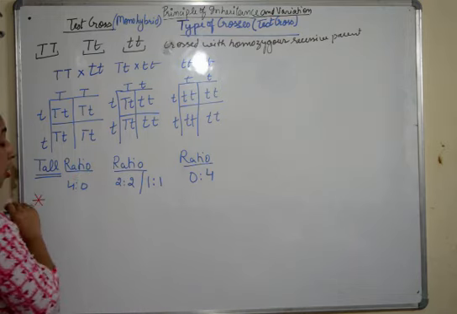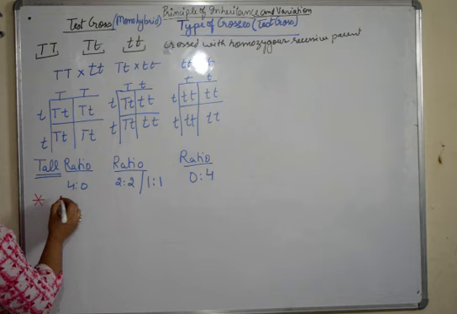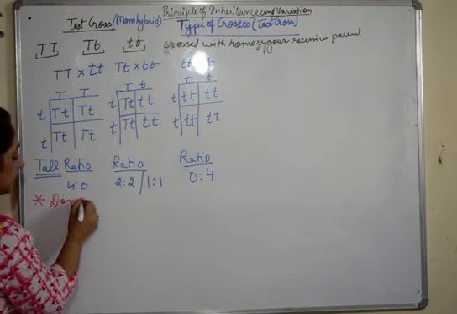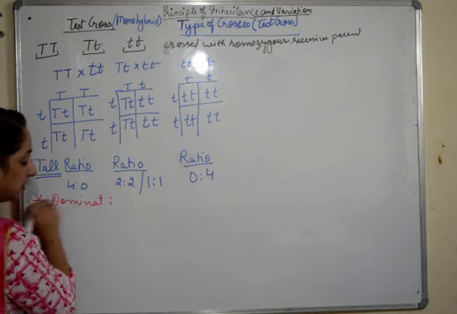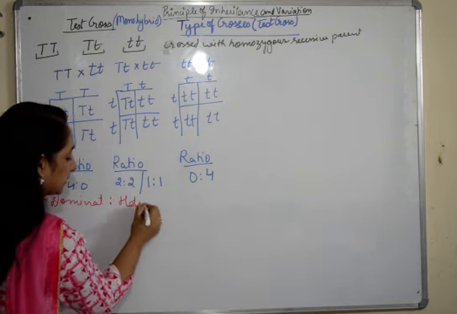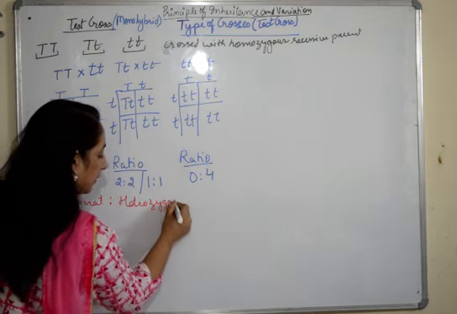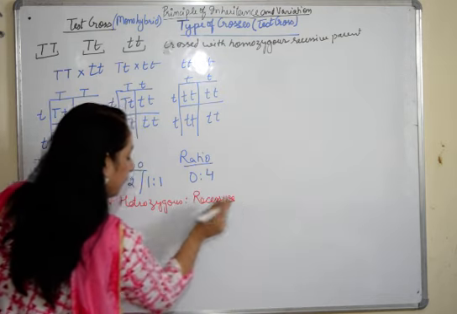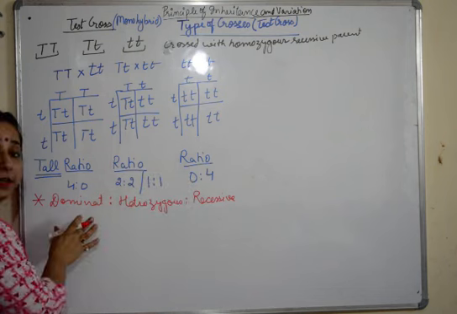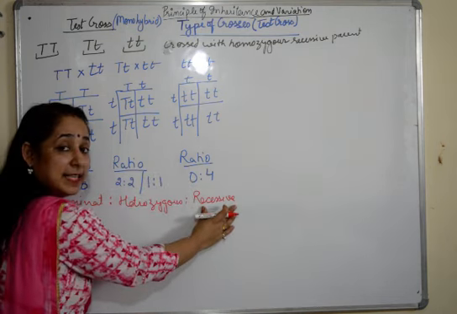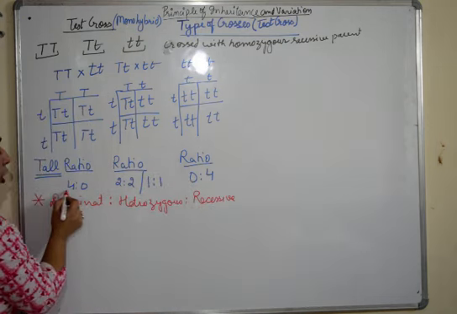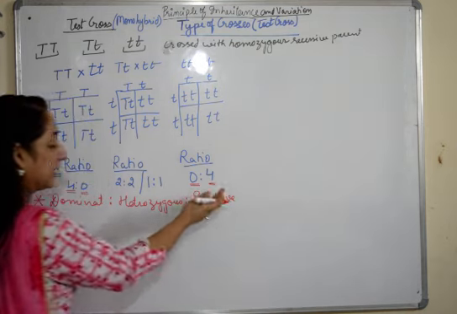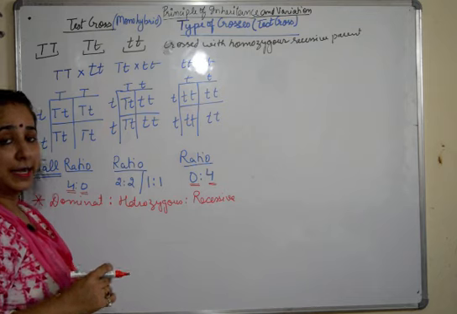Because in a ratio, it is written in a sequence: dominant first, then heterozygous, and then recessive. We don't have any heterozygous anywhere, so dominant will be written first and then the recessive. Here dominants are 4, no recessive. Here no dominant and 4 recessives. This is the way we write a ratio.